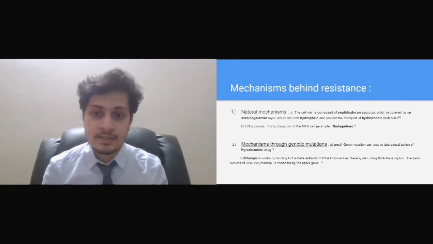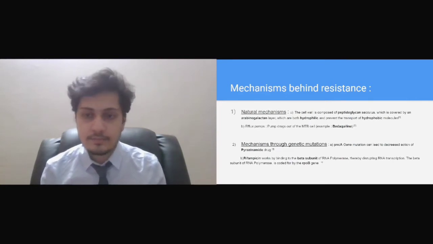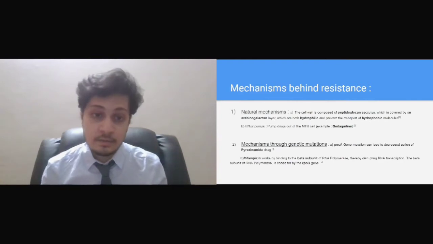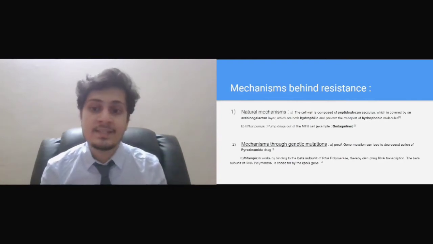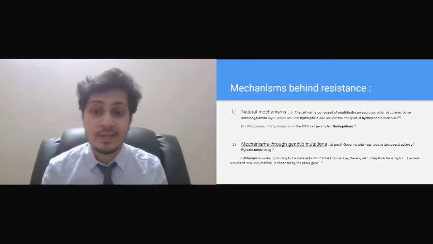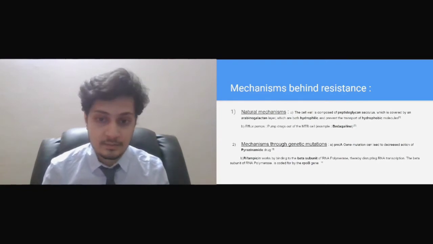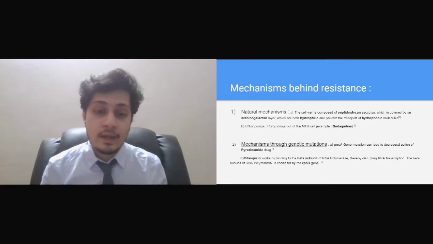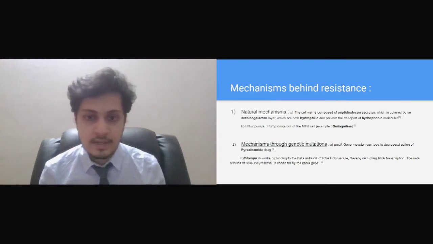And the first is gene mutations. Now, the first that we are talking about is the PNCA gene mutation, which can lead to decreased action of the pyrazinamide drug. Now, another example is how rifampicin is rendered less effective.